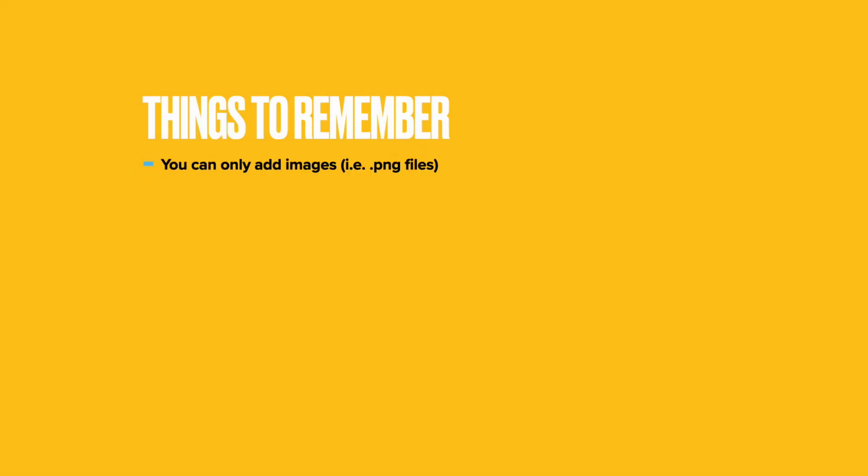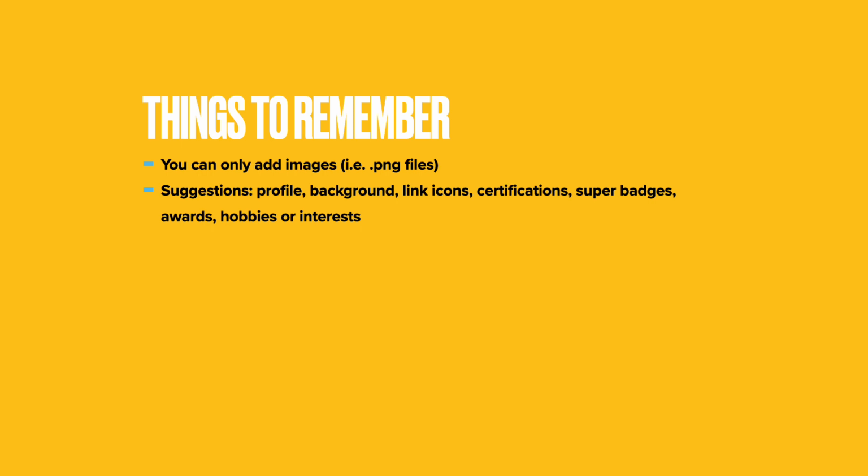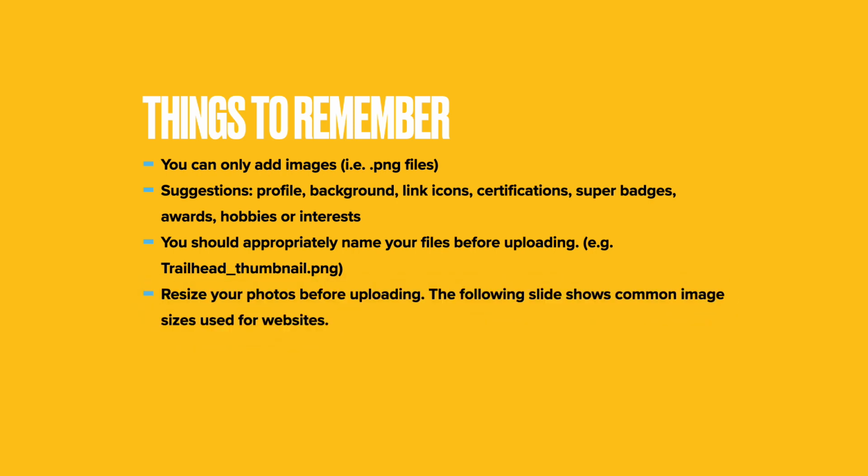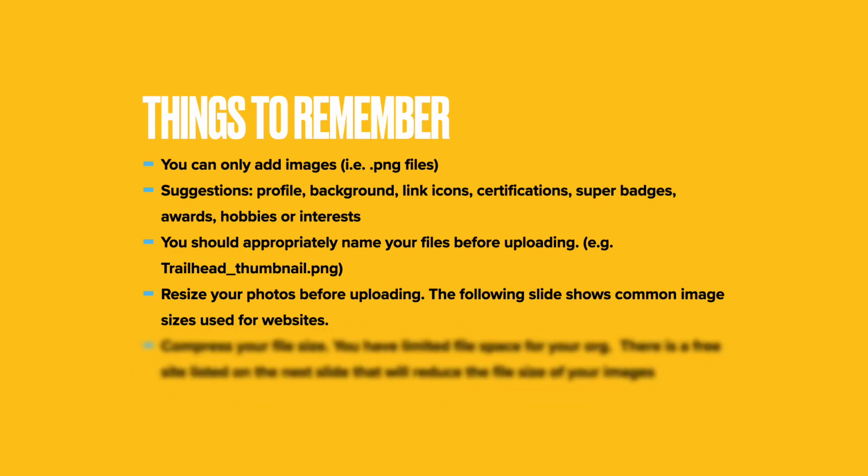Things to remember when you're adding images: they can only be image files, something like PNG files. And you'll want to make or create images for your profile. You might have an image for your background, link icons, certifications, super badge icons, awards, hobbies, interests. Any image, that's what you'll be adding to your asset file. You should probably appropriately name your files before uploading so they're easy to find.